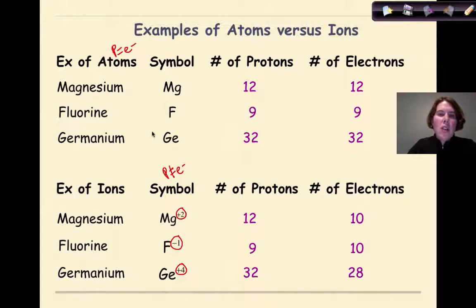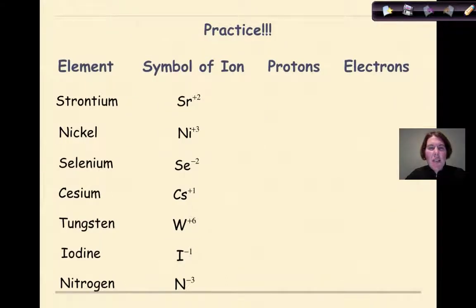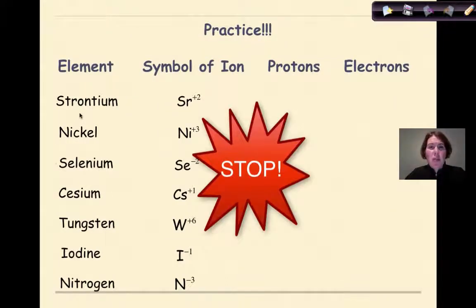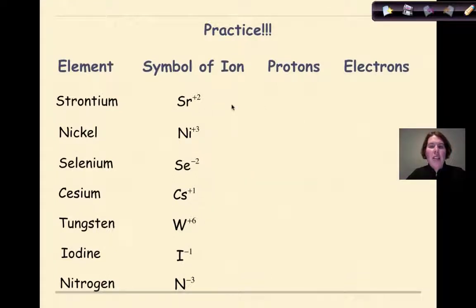And that is really looking at the difference between atoms, where protons equal electrons, and we see that trend all through here, and ions, where protons and electrons are not going to be equal to each other, so these two columns do not match. And I see the charge in the upper right-hand side. Okay. Now it's time to try some practice. So I want you to stop what you're doing, look at the element, the symbol of the ion that I'm giving you, and then tell me the number of protons and electrons that you would find for each one.